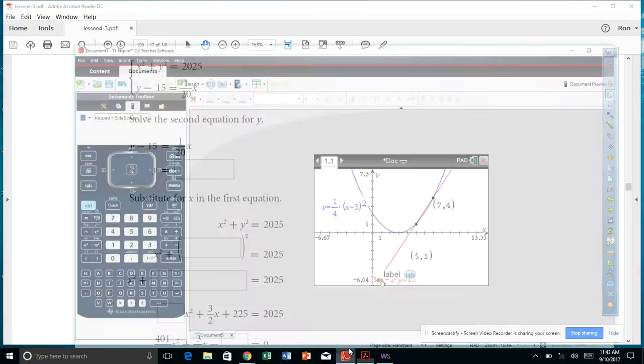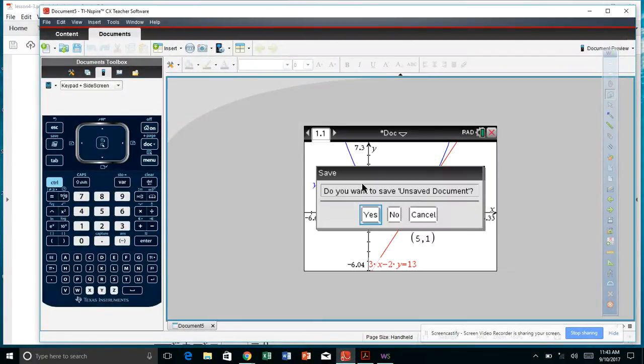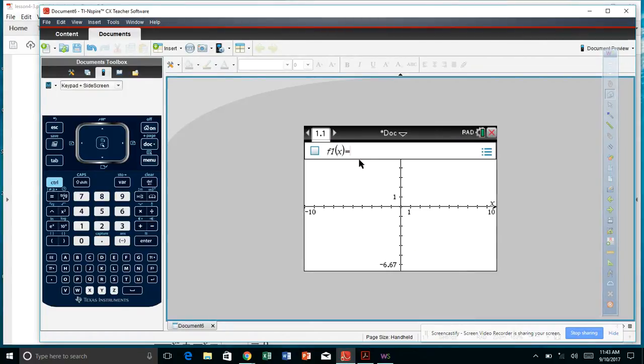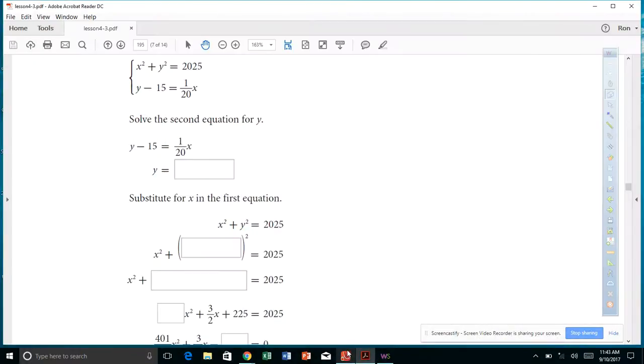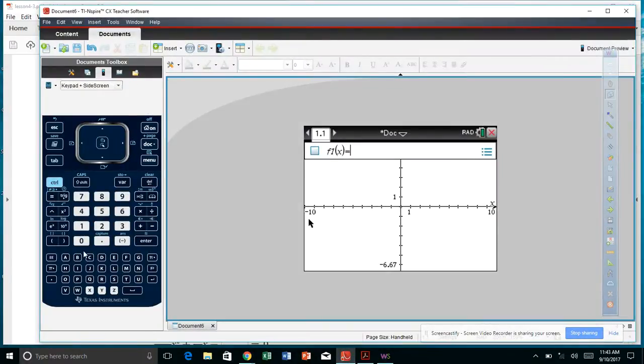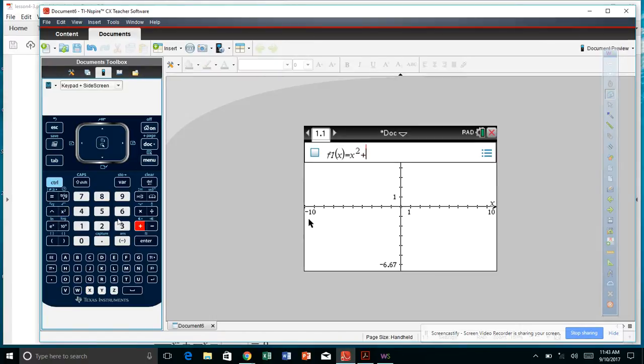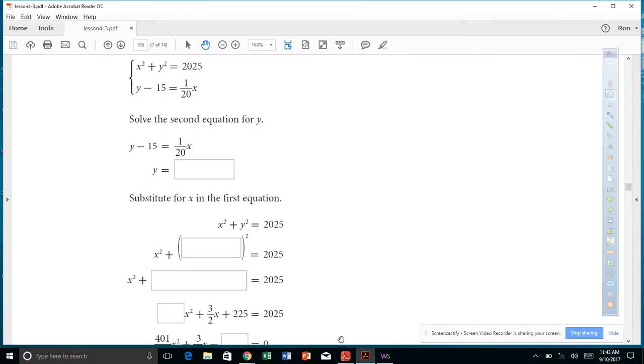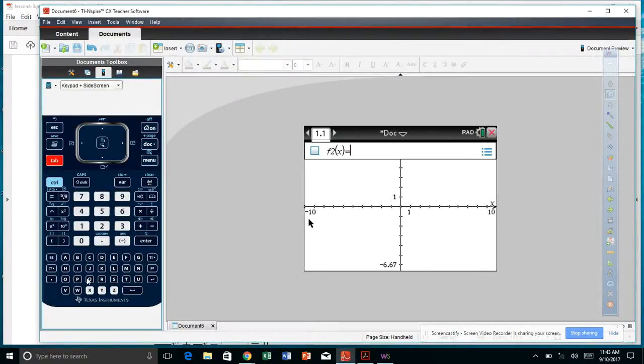Let's try the old calculator. On new document, Graph. All right, what was our first one? X squared plus y squared equals 2025. Wow, I don't see anything, do you? All right, what's the second one? Y minus 15 equals 1, control, divide, 20.